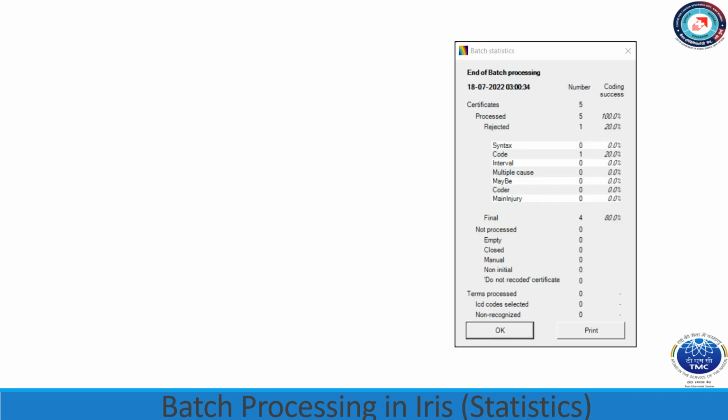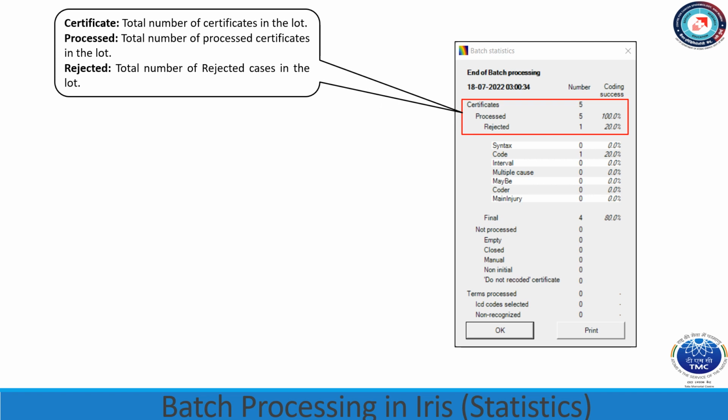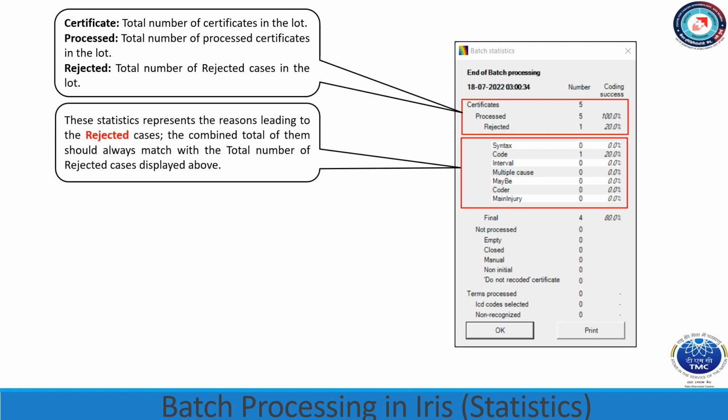After the batch processing is complete, the batch statistics window is displayed by Iris, in which the statistics are provided against the following labels. The certificates label states the total number of certificates in the lot, processed states the total number of processed certificates in the lot, and rejected states the total number of rejected cases in the lot. Here, these statistics represent the reasons leading to the rejected cases. The combined total of them should always match the total number of rejected cases as displayed above.